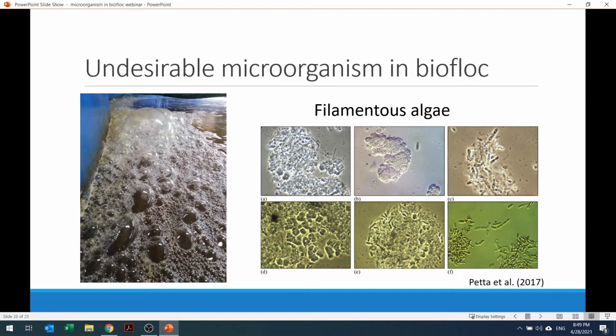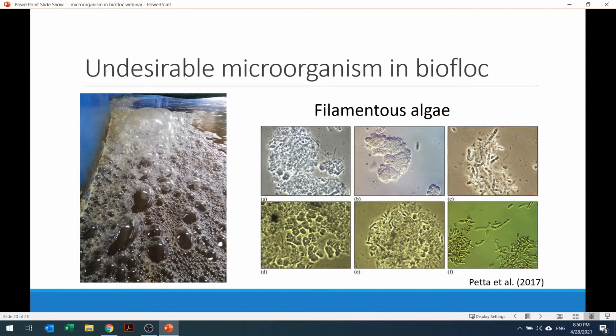Aside from all of these good microorganisms, there are also bad microorganisms in biofloc. This undesirable microorganism is called filamentous algae. If you have this filamentous algae, you can see that the surface of your biofloc water will be full of foaming, something similar to this picture or even worse. Filamentous algae under the microscope look something like this.